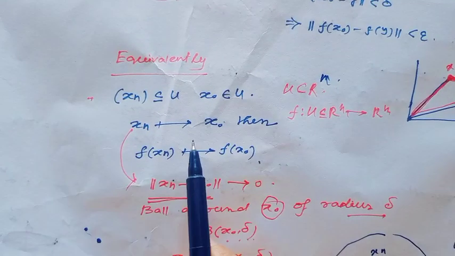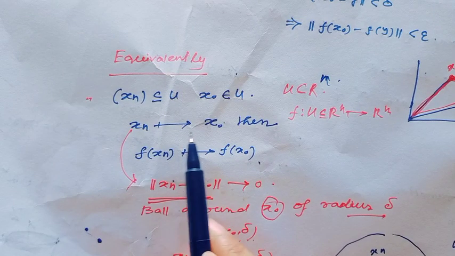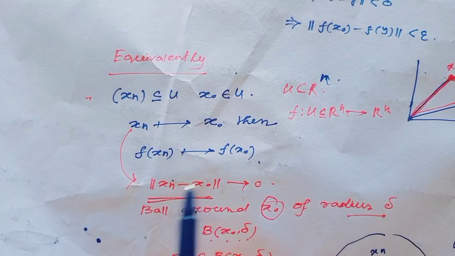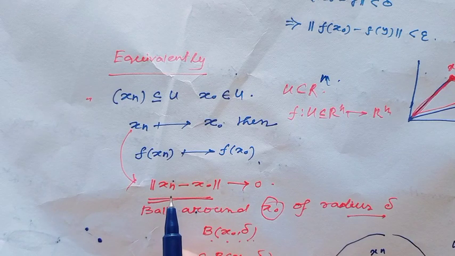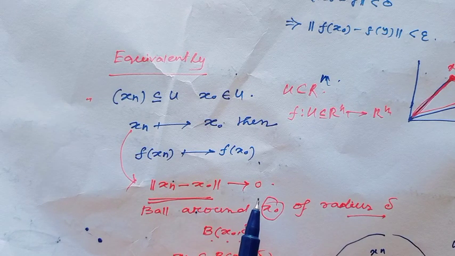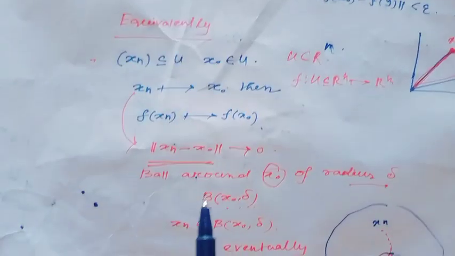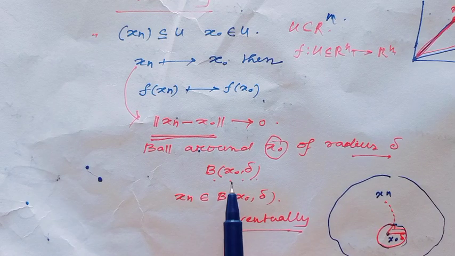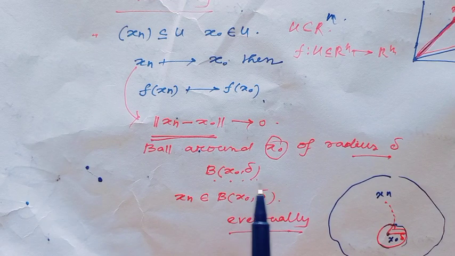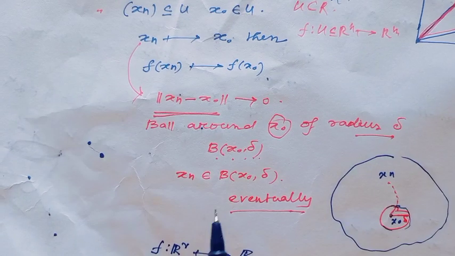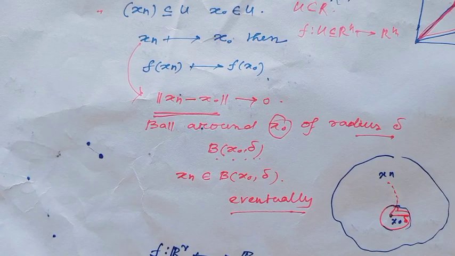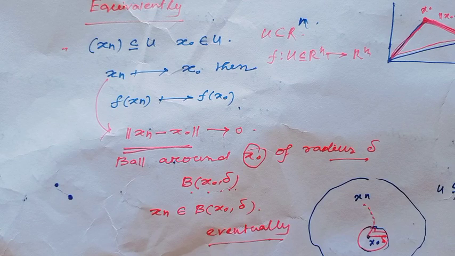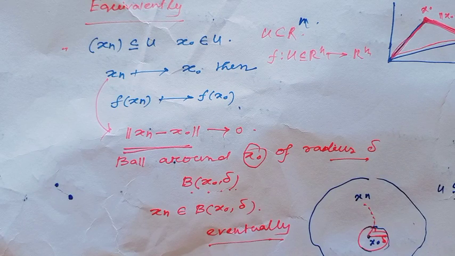Since here it is multivariable calculus, xn tends to x naught means we can write this as norm of xn minus x naught tends to 0. That implies the ball around x naught of radius delta, which is denoted as B of x naught comma delta, and xn lies in this ball eventually. This is the actual idea by which we can define a function in multivariable calculus to be continuous sequentially.